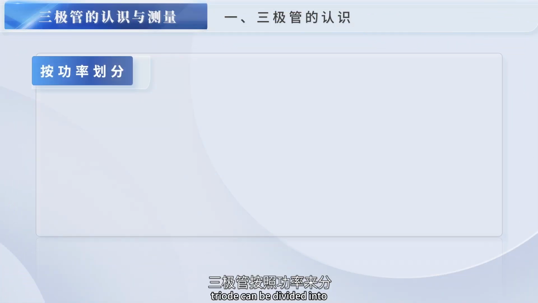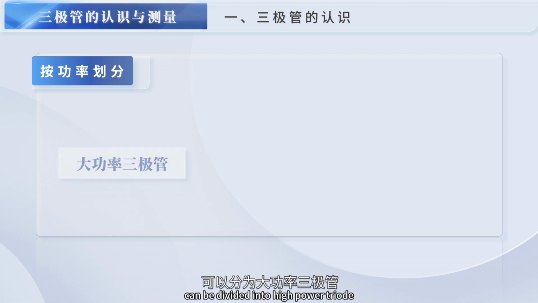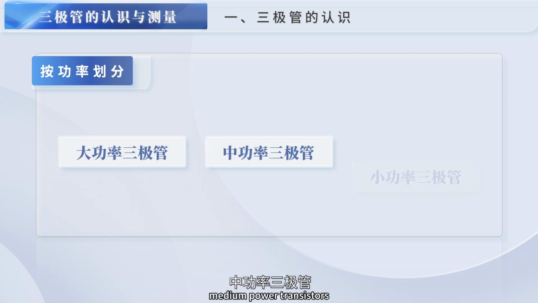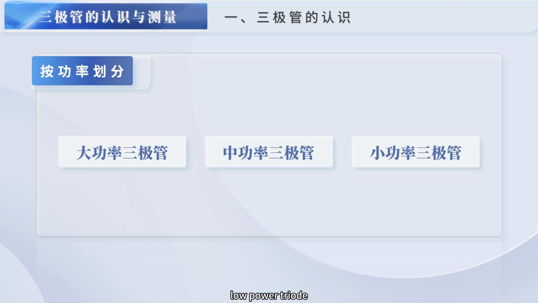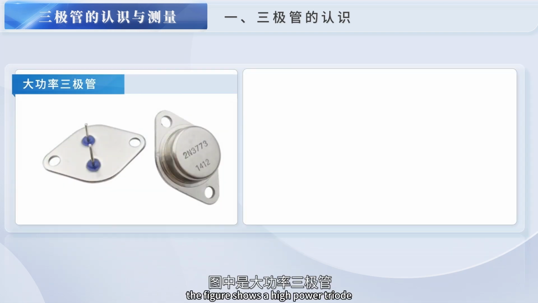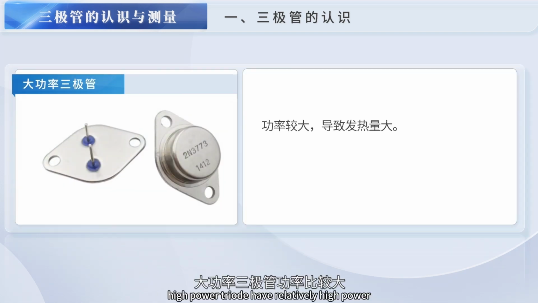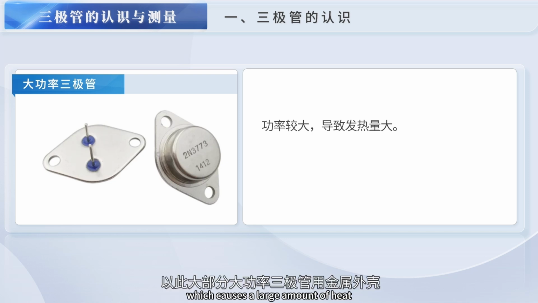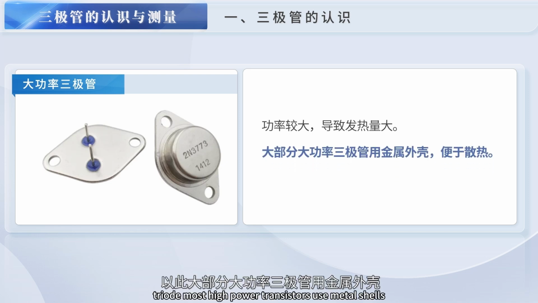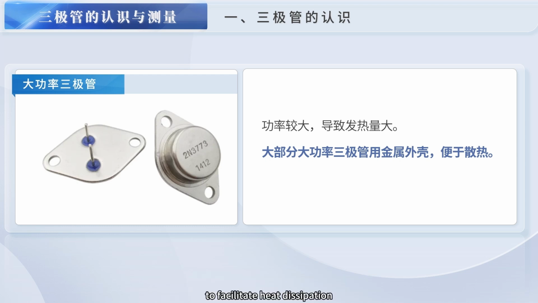According to power, triodes can be divided into high power triodes, medium power triodes, and low power triodes. The figure shows a high power triode. High power triodes have relatively high power, which causes a large amount of heat. Most high power triodes use metal shells to facilitate heat dissipation.